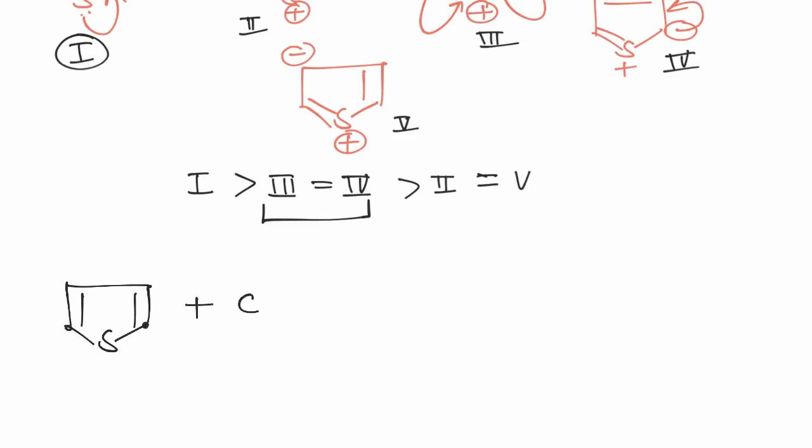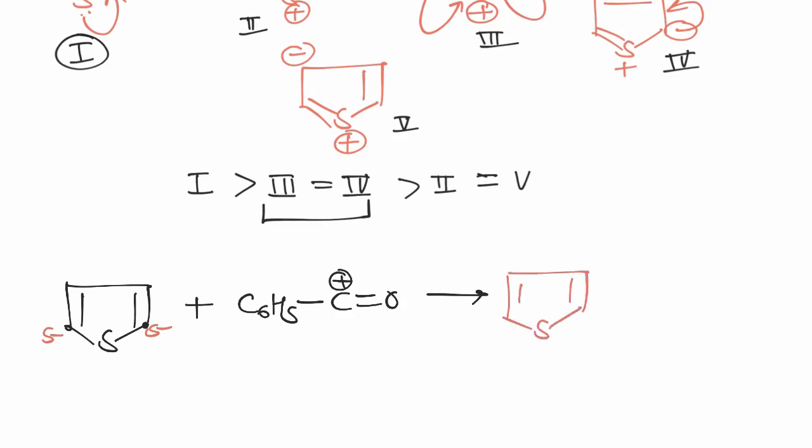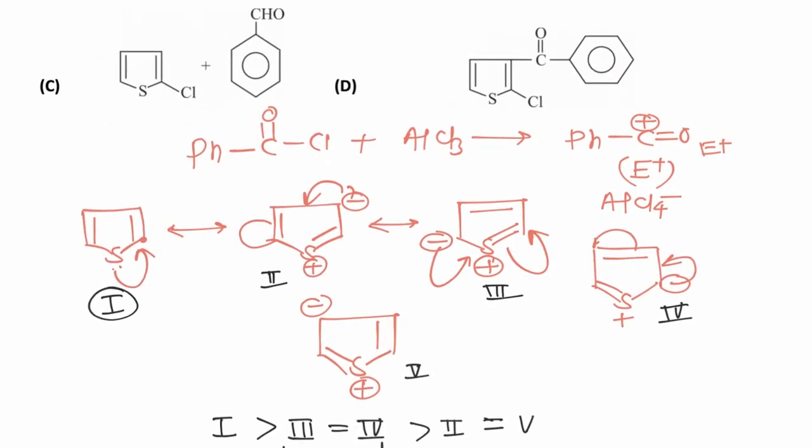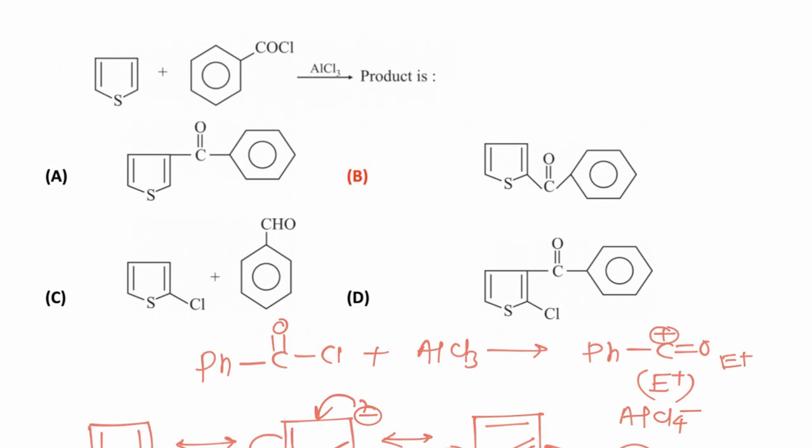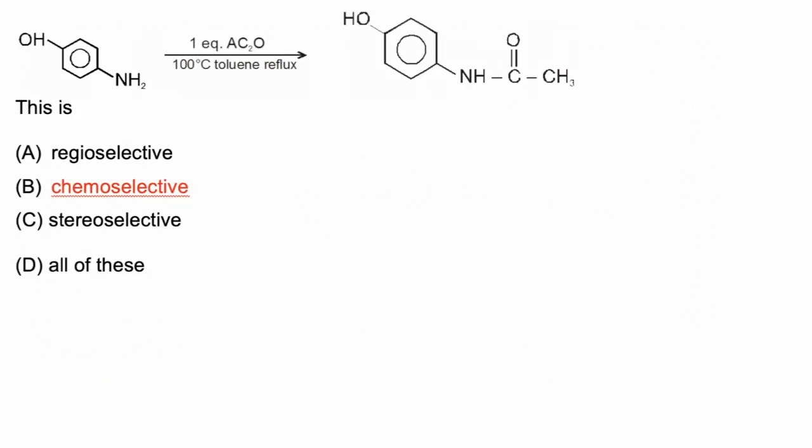atom. Hence when the electrophile C6H5CO positive attacks, electron density is maximum at the adjacent position, so it will attack at this position, and the final product formed has a C double bond O. Now this is the final product formed, and hence the correct answer is B. In this compound, the molecule has both NH2 and OH groups.